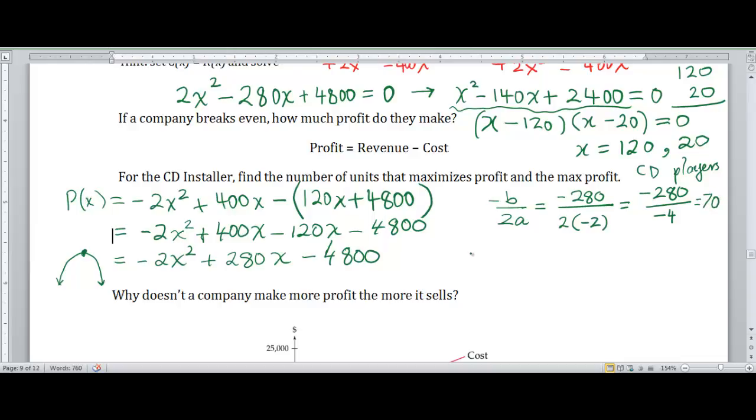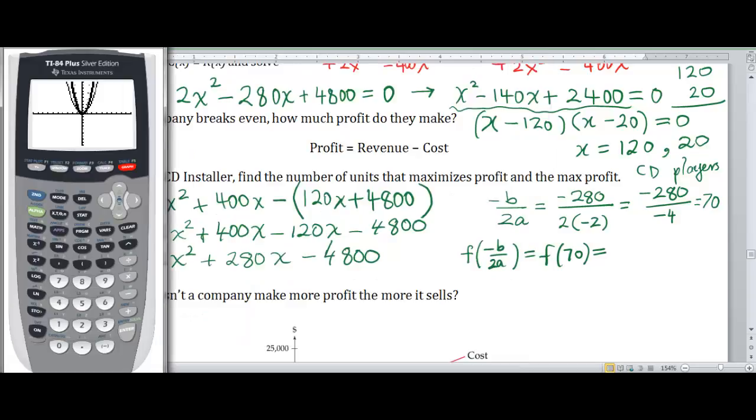Okay, and then once I plug in f of negative b over 2a, I will use my calculator for this, so I don't expect you to do this by hand either. So I want negative 2 times 70 squared plus 280 times 70 minus 4800.